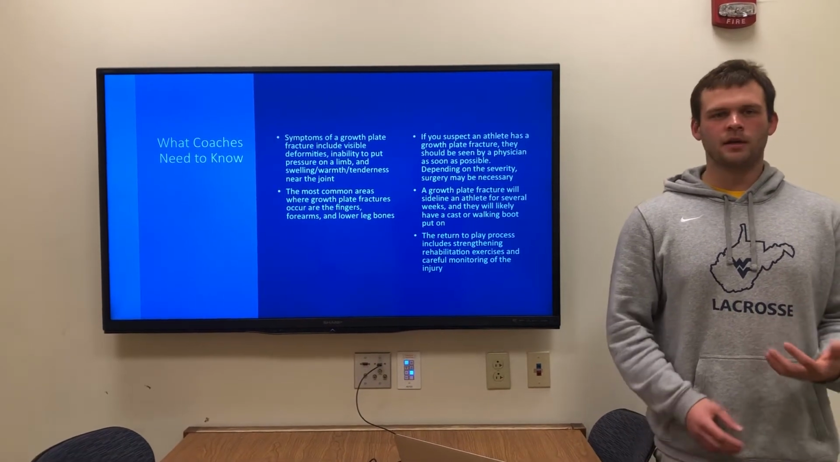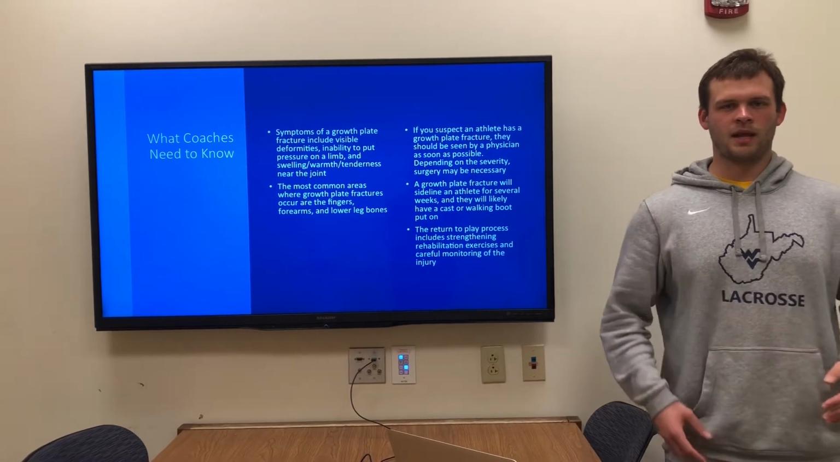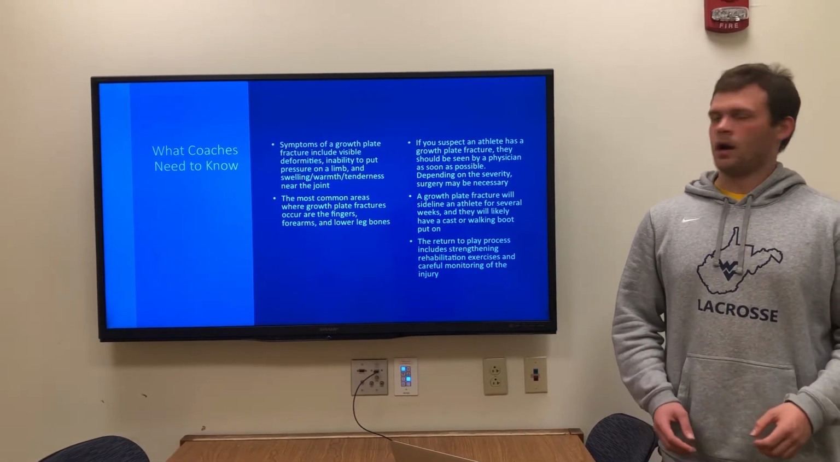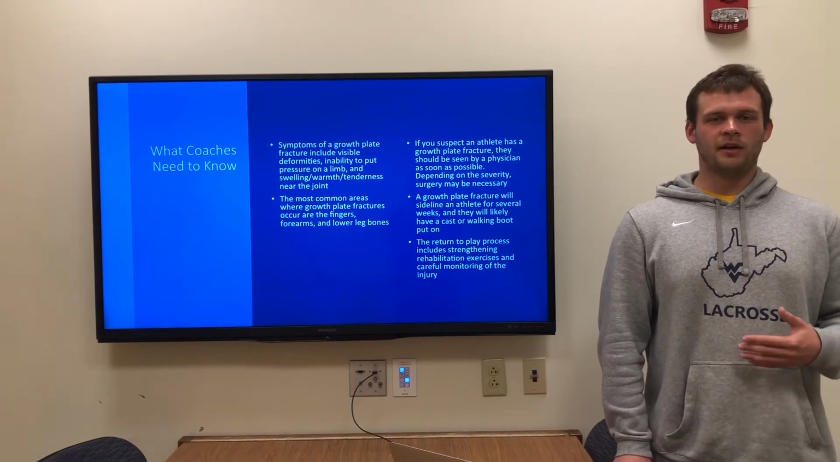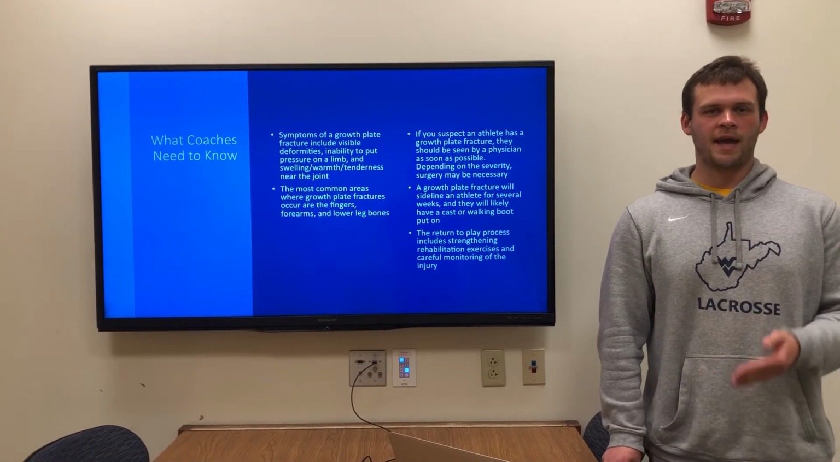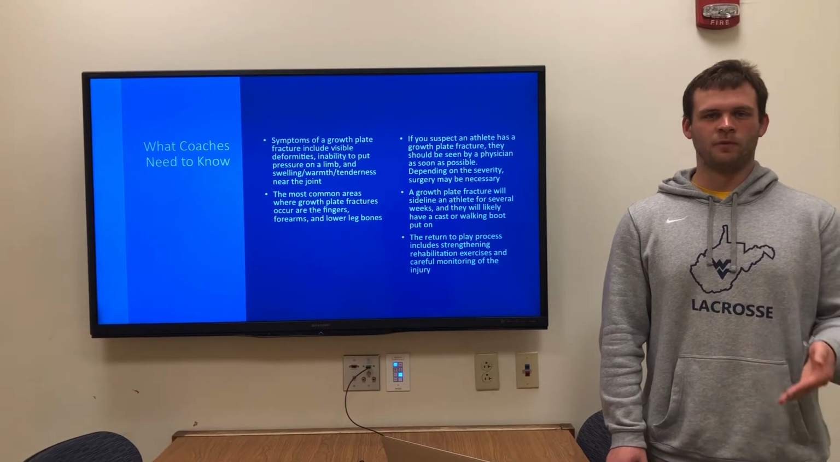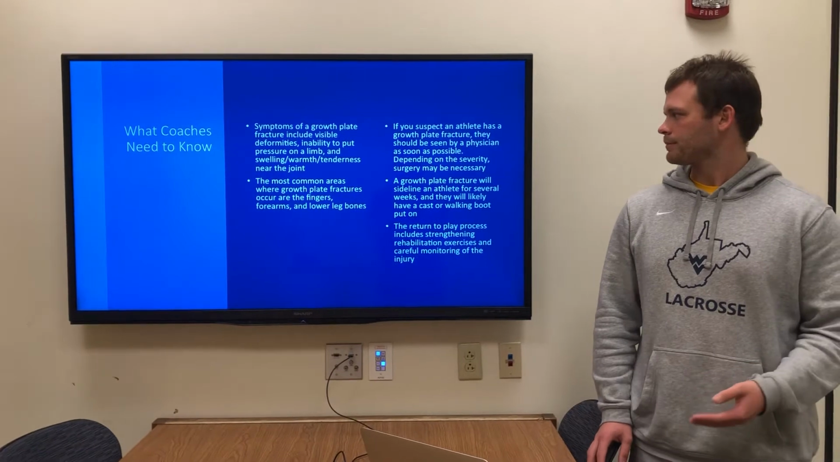The most common areas where growth plate fractures occur are in the fingers, arm bones, and the femur and lower leg bones as well. If you suspect that an athlete does have a growth plate fracture, this is a very serious injury and they should be referred to a physician as soon as possible. Ideally the day of, but no more than 2 to 5 days from the moment that the injury is suspected.